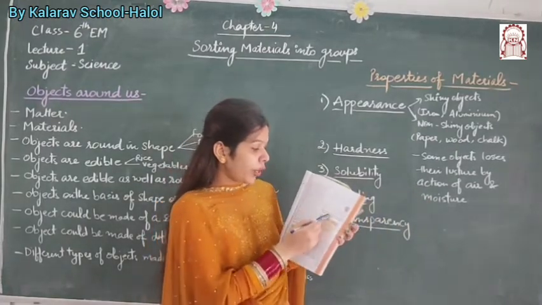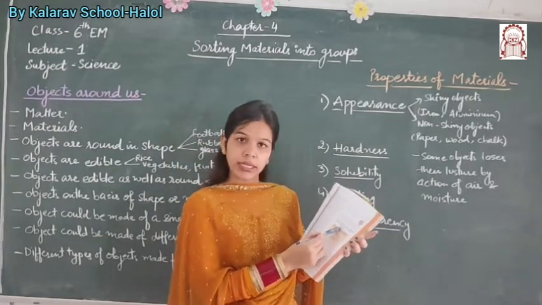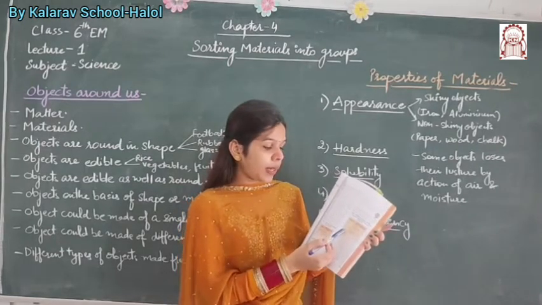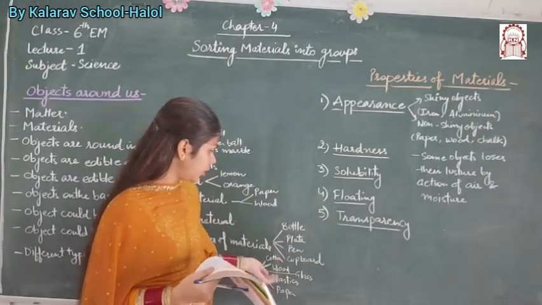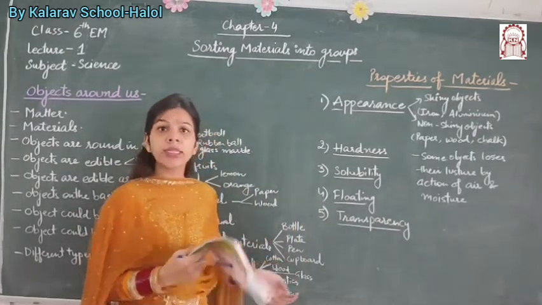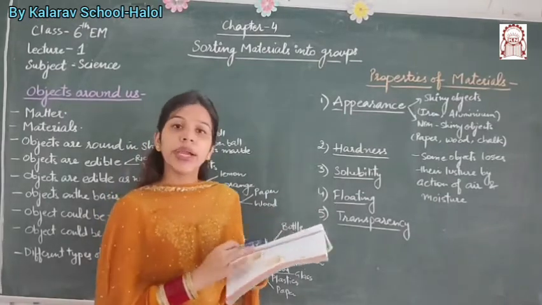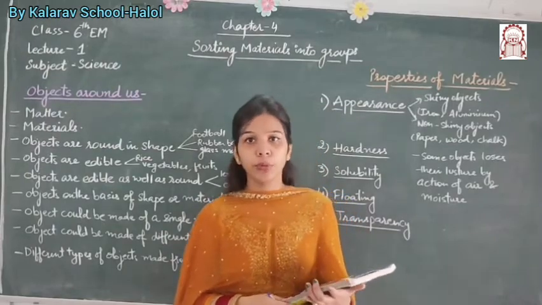Second is table 4.2, different types of objects that are made from the same materials. So you have to write the different materials I have given: wood, paper, leather, plastic, cotton. I have given a few different types of materials. You can write the objects which are made from these materials. These two activities should be done by you in your project notebook.